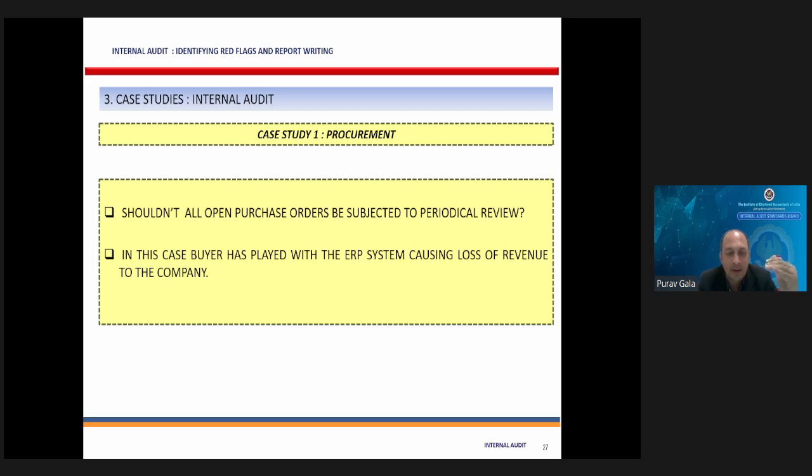In this case, it's a red flag. The buyer is playing with the ERP system because there is no lock or control in the ERP that will prevent the user from overriding the GRN quantity. The 9,500 should match with 9,500 of liability. It cannot exceed the received quantity. Trust that is clear. We'll move to the next example.